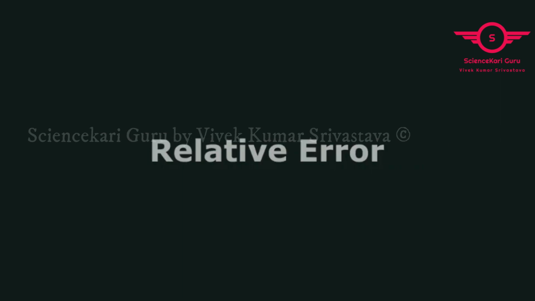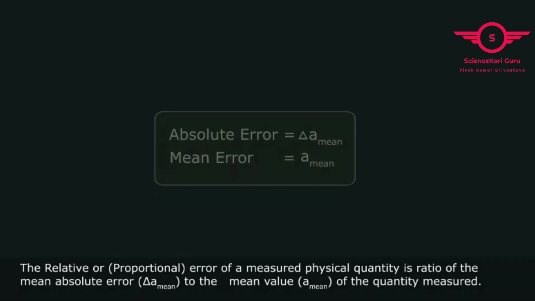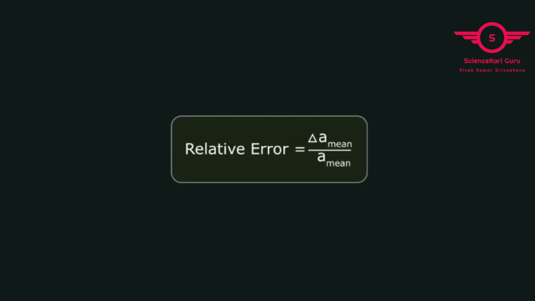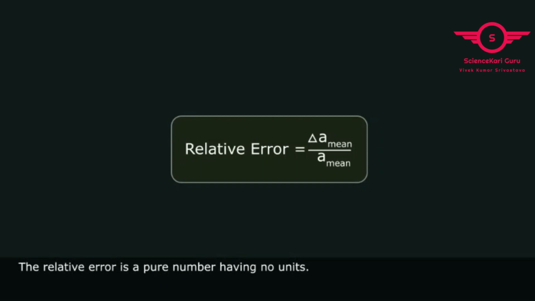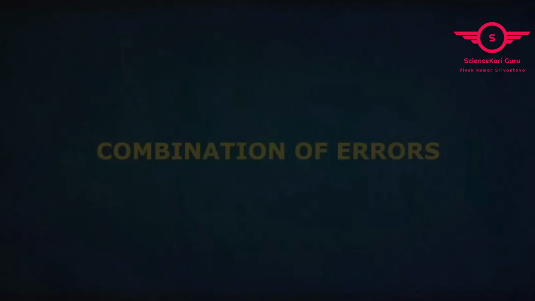Relative error. The relative or proportional error of a measured physical quantity is the ratio of the mean absolute error, delta A mean, to the measured value, A mean, of the quantity measured. Relative error is equal to delta A mean by A mean. The relative error is a pure number having no units. A knowledge of the relative error is more important than that of the mean absolute error.